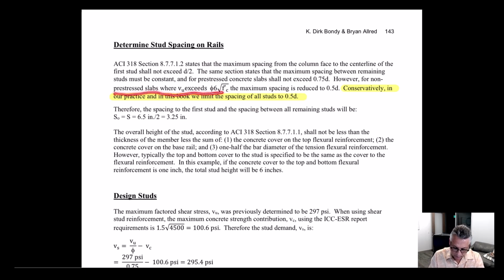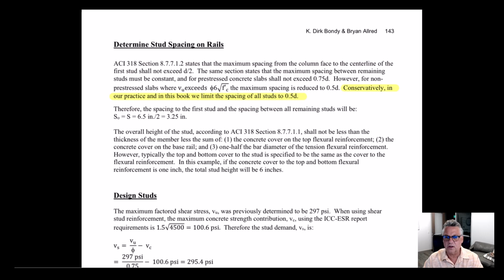Non-pre-stressed concrete slabs with this limitation is reduced to 0.5 D. Basically, what I'm getting at is it doesn't matter, pre-stress, non-pre-stress. I don't understand why the change. We're just ignoring the fact that the code says in some instances you can go to 0.75D in the spacing. We're just going to space the first stud at 0.5D and space all the rest of them at 0.5D. That's the way I wrote the software. To me, that's just clearer.